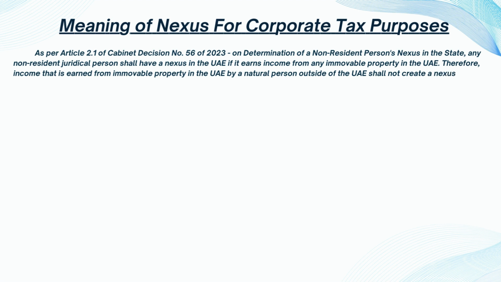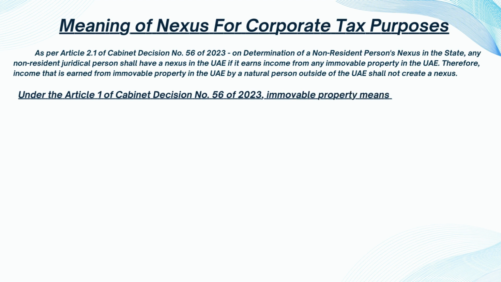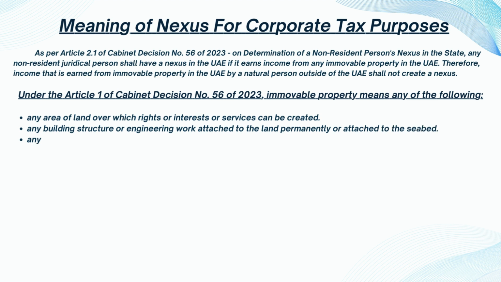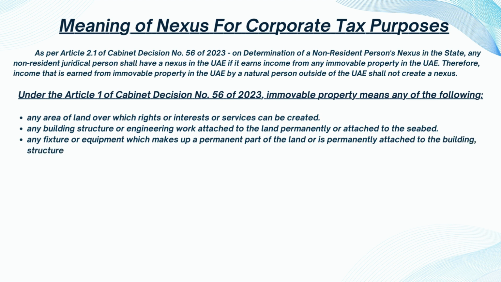Under Article 1 of Cabinet Decision No. 56 of 2023, immovable property means any of the following. Any area of land over which rights or interests or services can be created. Any building structure or engineering work attached to the land permanently or attached to the seabed. Any fixture or equipment which makes up a permanent part of the land or is permanently attached to the building, structure or engineering work or attached to the seabed.